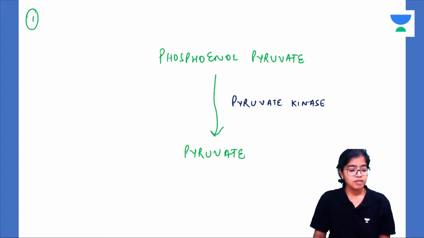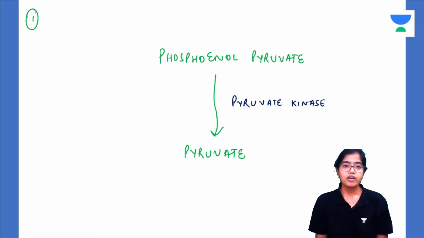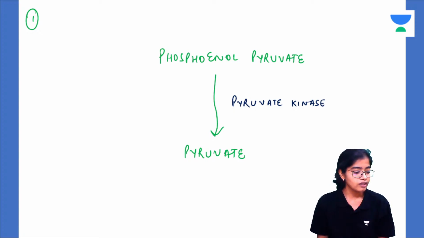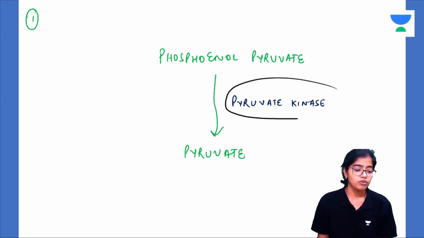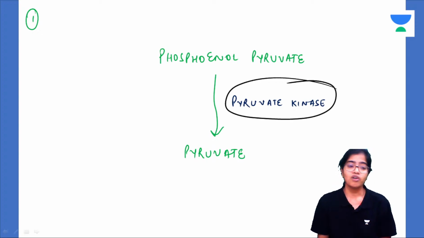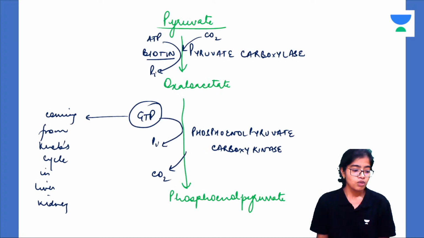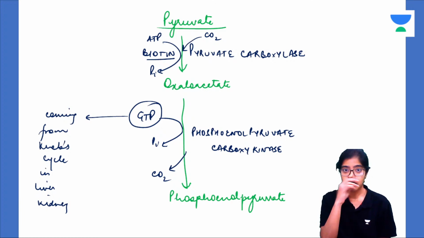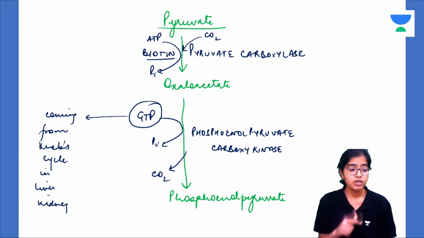Now the first step: the normal step in glycolysis is phosphoenol pyruvate converting to pyruvate through the action of the enzyme pyruvate kinase, with the production of ATP. Now what happens in gluconeogenesis is the reverse, that is, pyruvate will be converted to phosphoenol pyruvate. How does it happen? Pyruvate will first be converted to oxaloacetate.